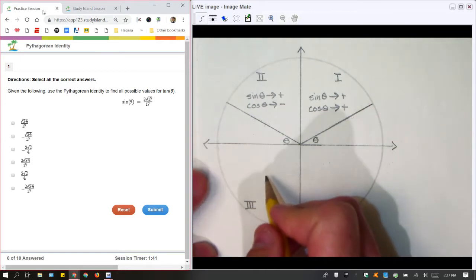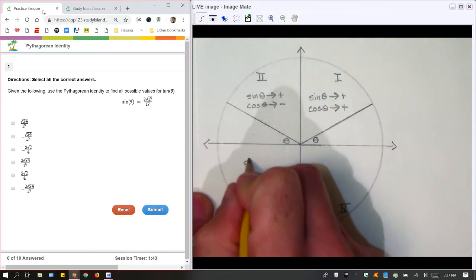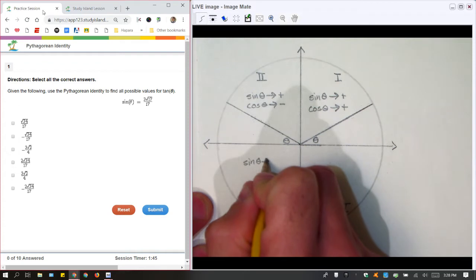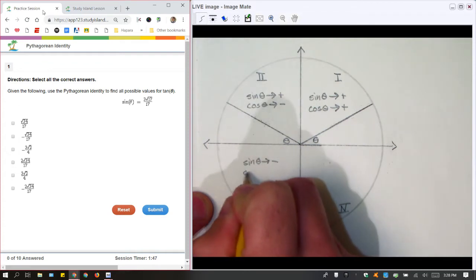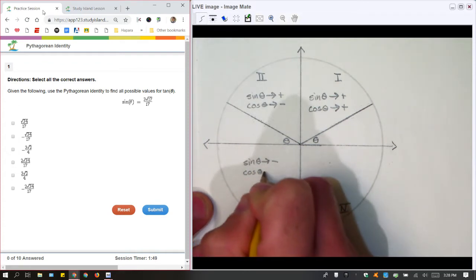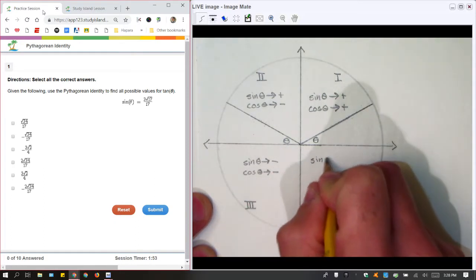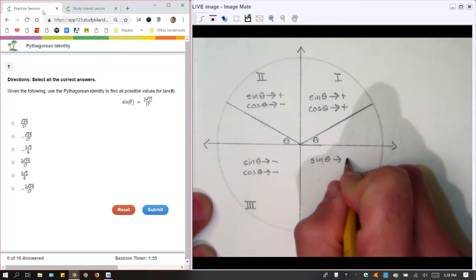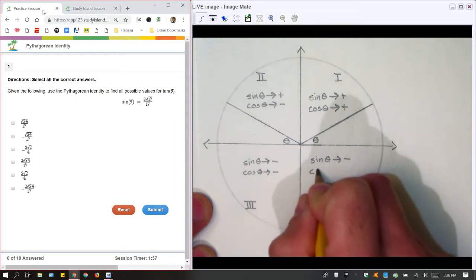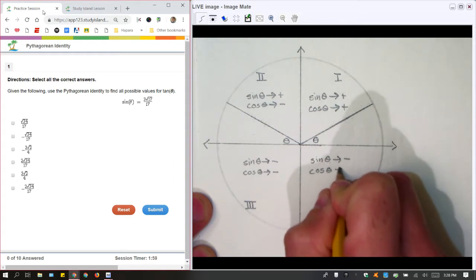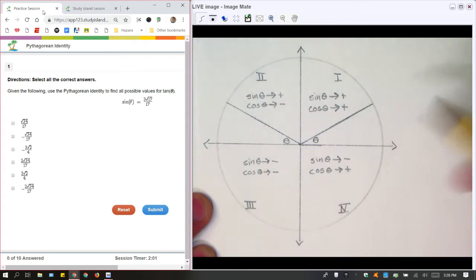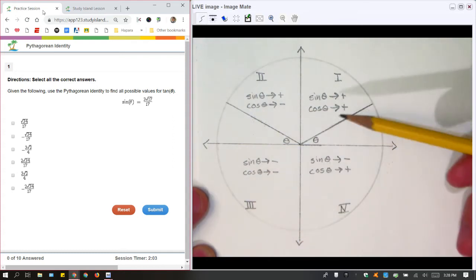If it's in quadrant 3, the sine of theta will be negative, and so will the cosine of theta. And if it's quadrant 4, the sine of theta will be negative, and the cosine of theta will be positive. You have to remember those combinations.